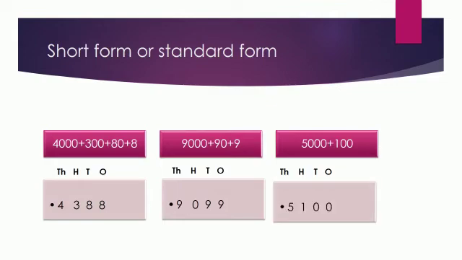We do not have a tens and a ones. So you simply put a 0 in the tens place and ones place. This is just an easier way to find out the short form or standard form, or you could just simply read out the number itself. For example, 4000 plus 300 plus 80 plus 8 would be 4388.